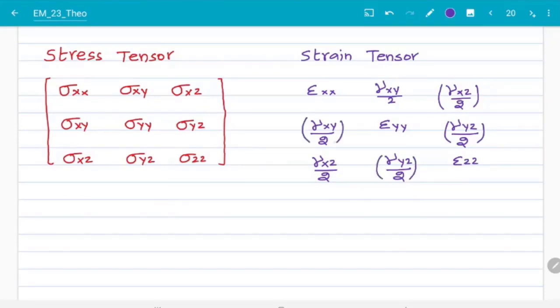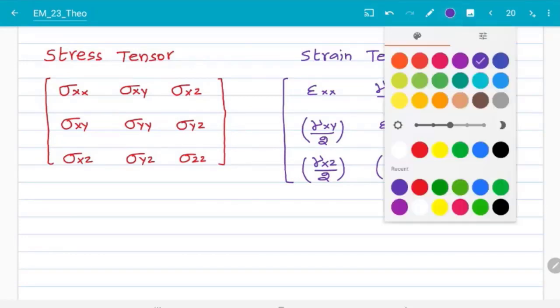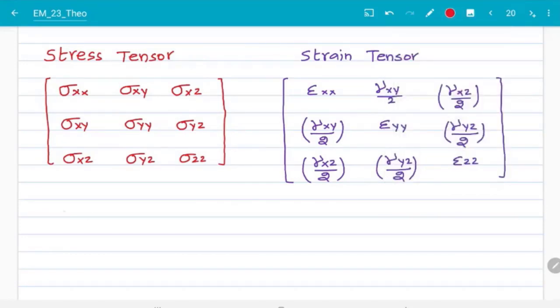See, it is symmetric, right? Both stress tensor and strain tensor, both are symmetric. It is a strain tensor. For the 2D, this is whatever we have written, right? This is for 3D.